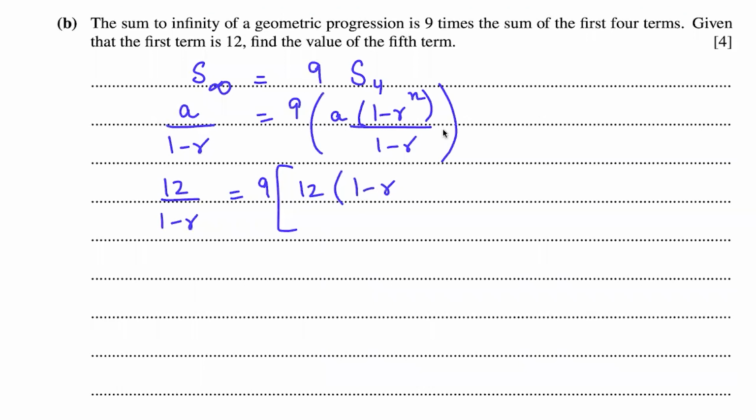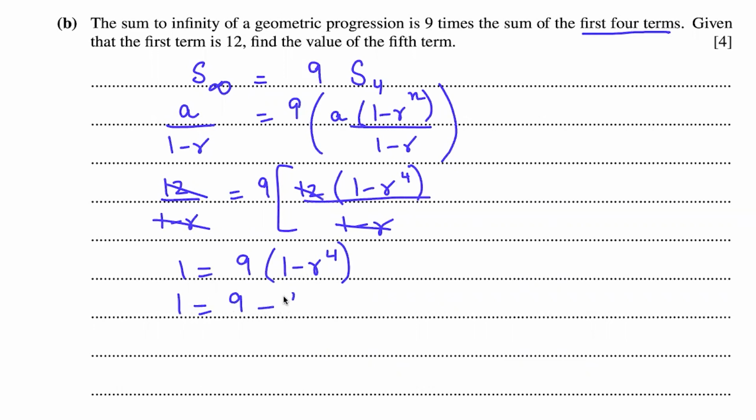into 1 minus, now we are finding the sum of the first 4 terms, so this will become 1 minus r to the power 4 upon 1 minus r. So 1 minus r and 1 minus r will cancel. So this 12 will cancel with this 12. So we have 1 is equal to 9 into 1 minus r to the power 4. Expanding this, we get 9 minus 9r to the power 4.